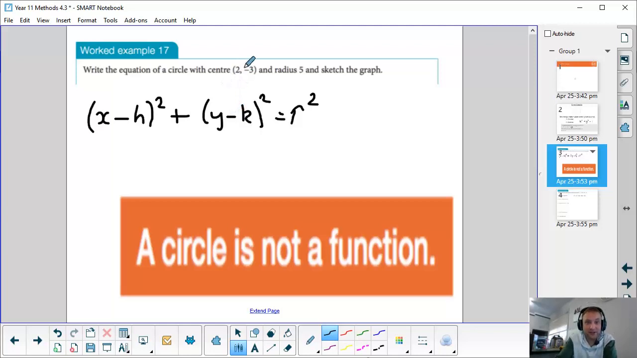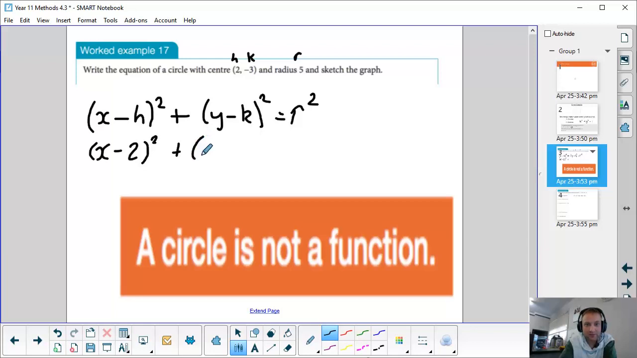So the 2, here's my side-to-side movement. It goes here, all right? This is h. The minus 3 is k, right? That's going to go just where k is, and the radius is r, right? So we're going to put these numbers into our equation now and just get it looking good. So all I've got to do is substitute 2 for h, so I'm going to put 2 there.